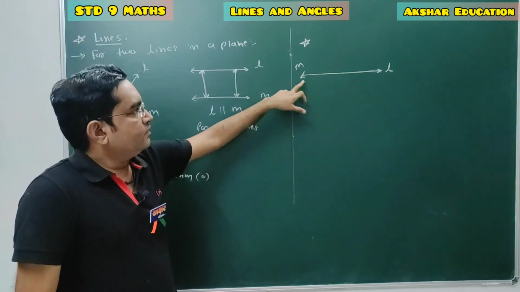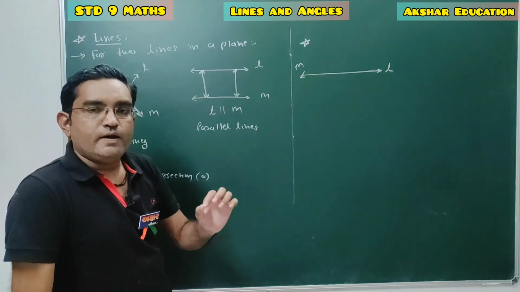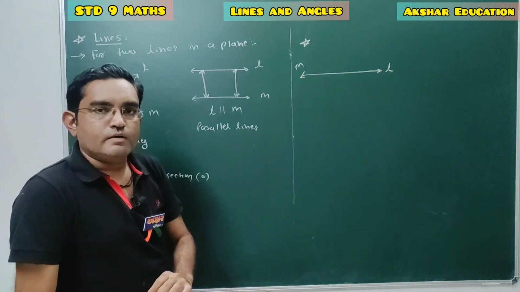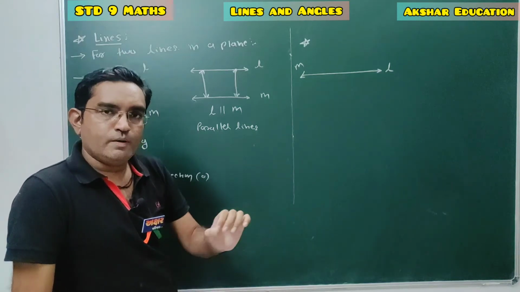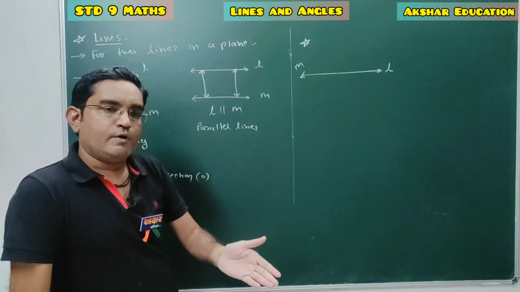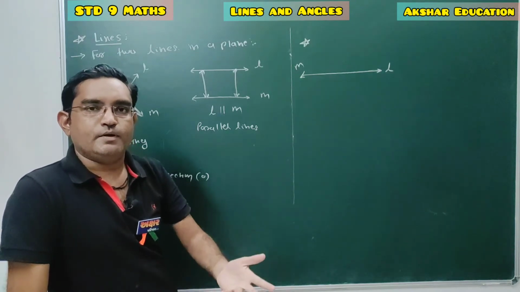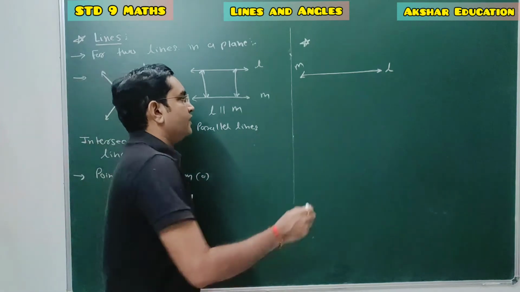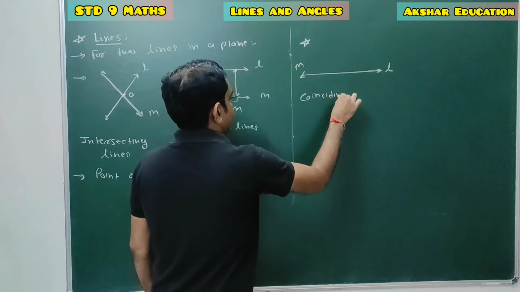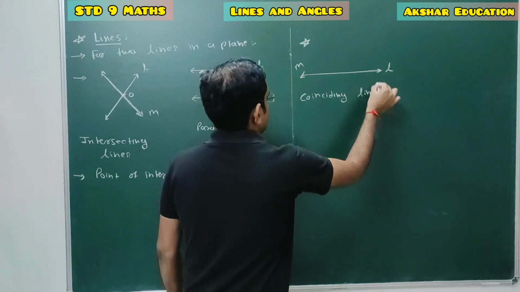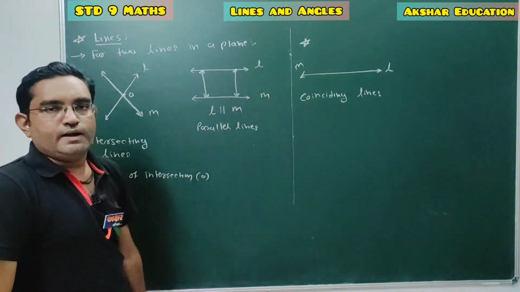Done? That means if we consider this line L and line M, infinite points are there which are common between these two lines. That means all the points are common between line L and M. जो भी point line L पर है वो सारे point line M पर है और जो भी point line M पर है वो सारे point line L पर है. That means two lines are known as coincide lines, or you can say coinciding lines. So here infinite points are there which are common between these two given lines.